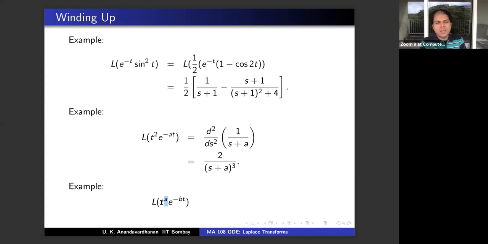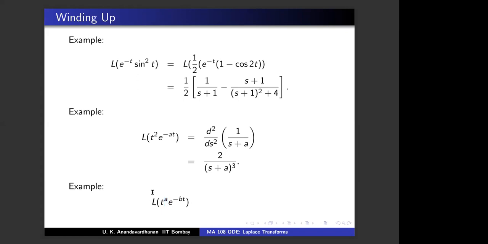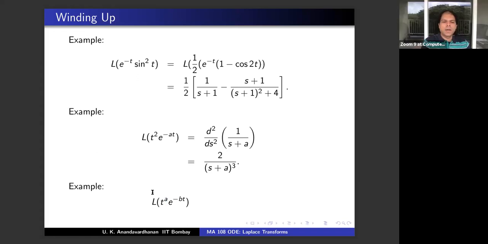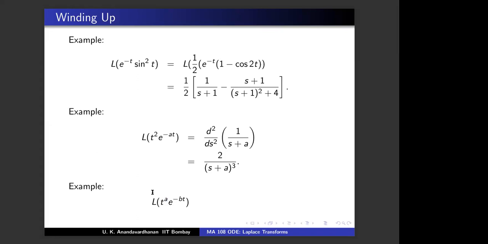So what is the answer? I'm not telling you a is a natural number in general. What is the answer? Gamma of a plus 1 by s plus b whole power a plus 1. Very good. Gamma of a plus 1 by s plus b to the power a plus 1. Plus 1 or a? A plus 1.